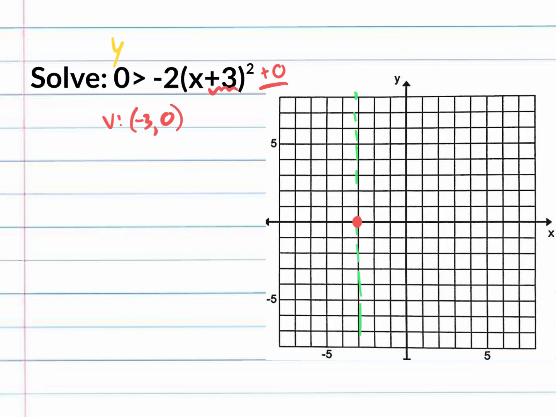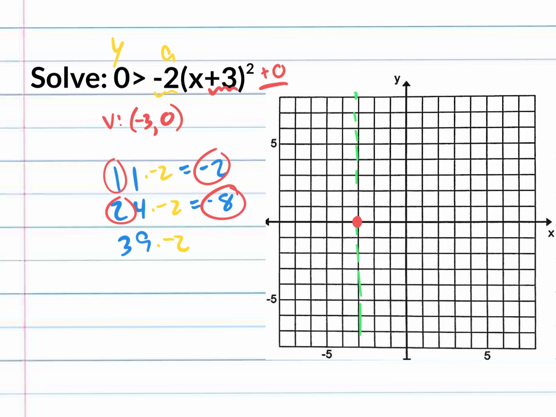We need more points. Could I use the pattern 1, 1, 2, 4, 3, 9? No, I can't. I need to modify it because there's a new a value of -2. So times -2, times -2, times -2. So instead of going 1 over 1 up, I'm going 1 over 2 down. Instead of going 2 over 4 up, I'm going 2 over 8 down. So here's my new modified pattern, and we only need the first part of it. 1 over 2 down would be right here, and you could map it over to the other side.